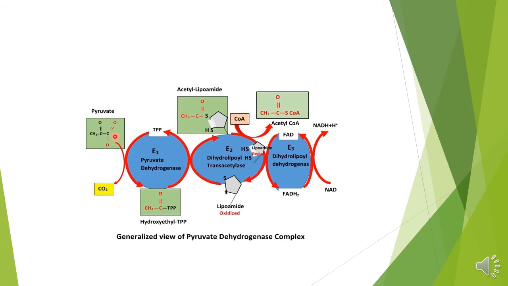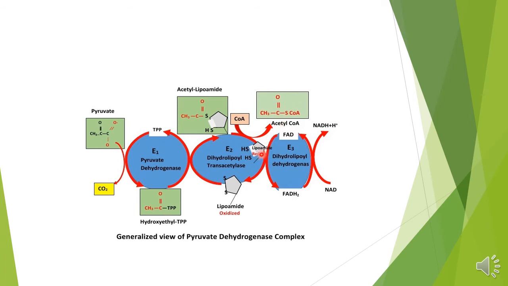You have a pyruvate from the glycolysis that, in the presence of enzyme E1 or pyruvate dehydrogenase, in the presence of TPP, forms pyruvate hydroxyethyl TPP, and decarboxylation will take place there. And this will release TPP back. Now enzyme 2 comes into the picture. There is an oxidized lipoamide, and it will combine with it. It will form an acetyl lipoamide, and then this enzyme will take coenzyme A, and lipoamide will be released, and with coenzyme A it will form acetyl coenzyme A that will be set free.